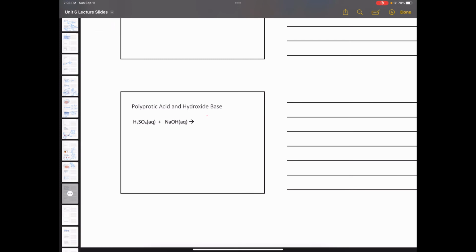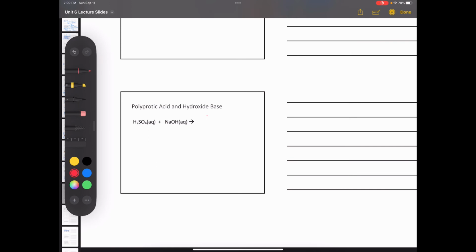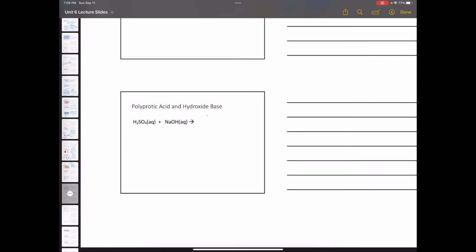Let's take now a polyprotic acid with a hydroxide base. When we say polyprotic, that means I have multiple protons that form from the dissociation of this acid. In this case, we're talking about H2SO4, and as we all know at this point, H2SO4 has two protons, so that's why it's considered a polyprotic acid. Let's go back to the neutralization reaction, because that's essentially what we're trying to do here. When we're trying to do something like this, you'll have to stick to the basics. That means you'll have to identify your A, B, C, and D along with their charges.